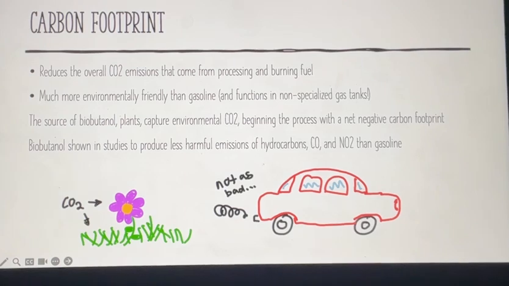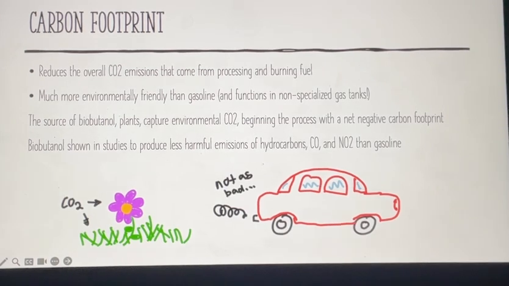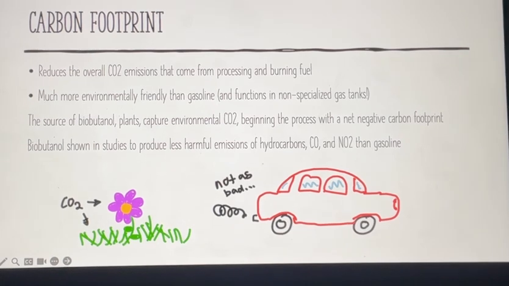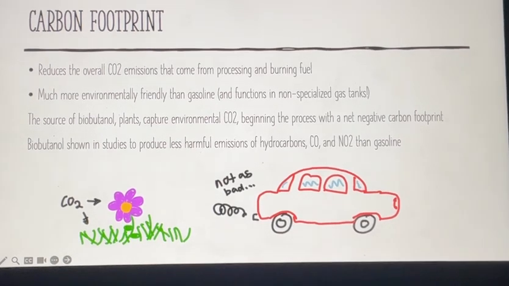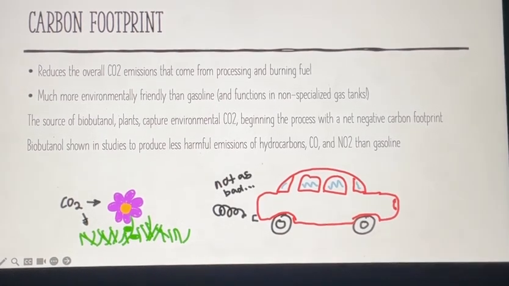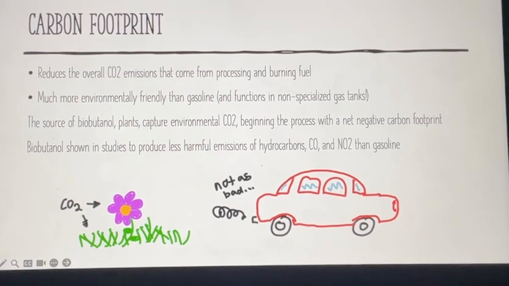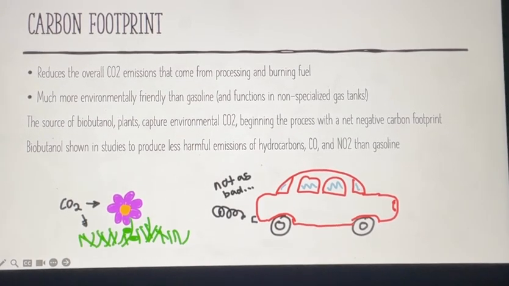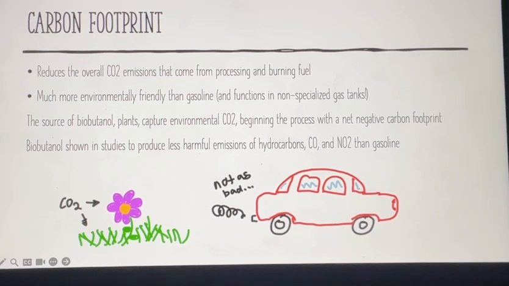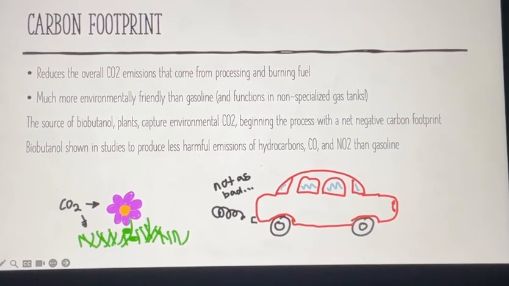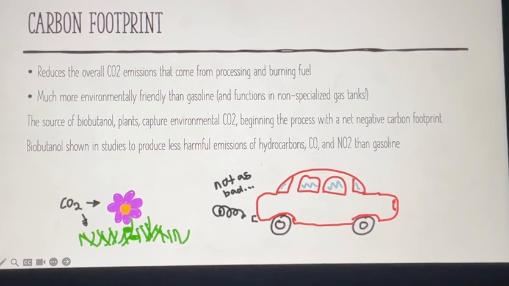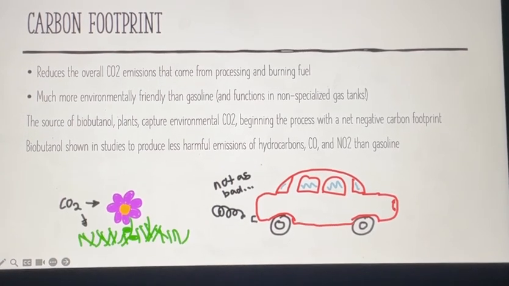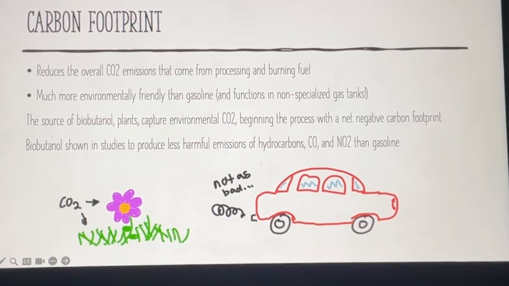Using biofuels such as biobutanol can help us to reduce our carbon footprint. One reason is because the plants used in making biobutanol capture atmospheric carbon dioxide during their lifetime, beginning the process with net negative carbon emissions. Another reason is because biobutanol itself produces less harmful emissions than gasoline, such as hydrocarbons and nitrogen dioxide. Overall, biobutanol is much more environmentally friendly than gasoline, and what's great is it still functions in regular non-specialized gas tanks.